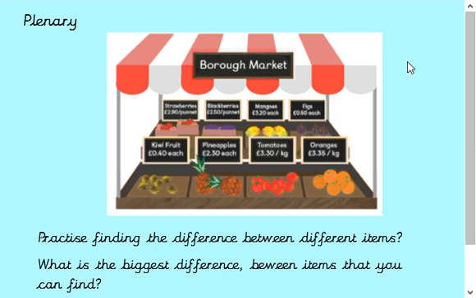Okay, welcome back. Now, just for the last part of the lesson, let's revisit where we started. The in focus task at the beginning asked you to look at fruit on a market stall. And then it said, could you practice finding the difference between different items? So which one was the most expensive item? Which one was the least expensive or the cheapest item? What was the difference between those two?